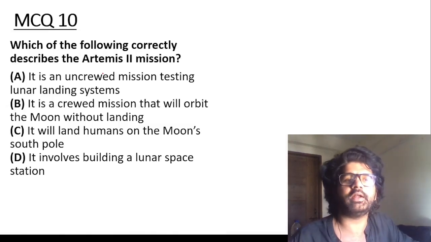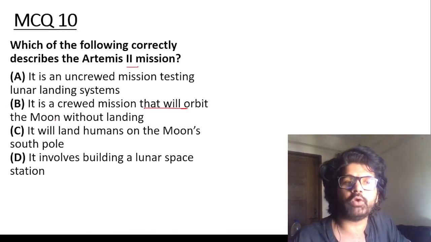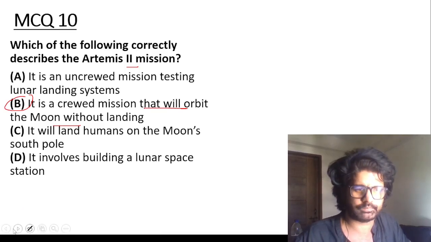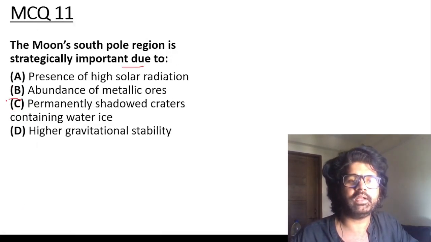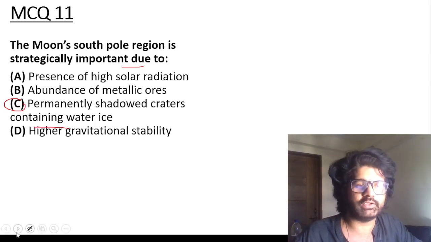Okay. Which of the following correctly describes the Artemis 2 mission? Crewed mission that will orbit the moon without landing. B. Moon's South Pole region is strategically important due to permanently shadowed craters containing water ice.